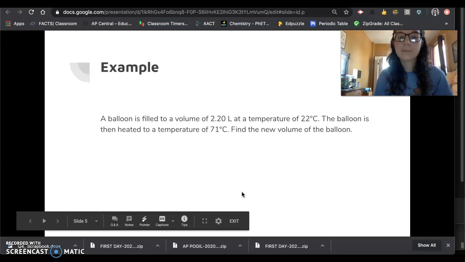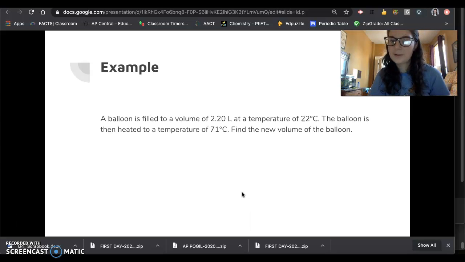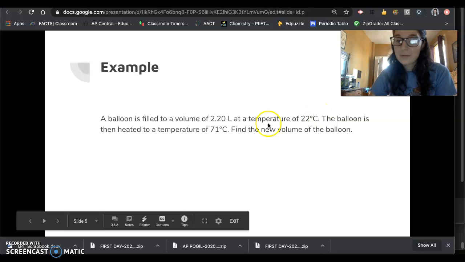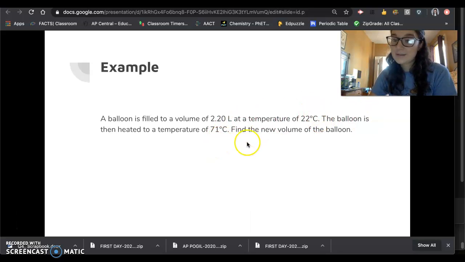So here we have a balloon with a volume of 2.2 liters and a temperature of 22 degrees Celsius. The balloon is heated to 71 degrees Celsius. We want to find a new volume for the balloon. Okay, first thing I notice is that we're not given temperature in Kelvin, so you will want to convert these Celsius temperatures to Kelvin. The volume is in liters, perfectly fine. That's just going to tell us that our answer is also going to be in liters.